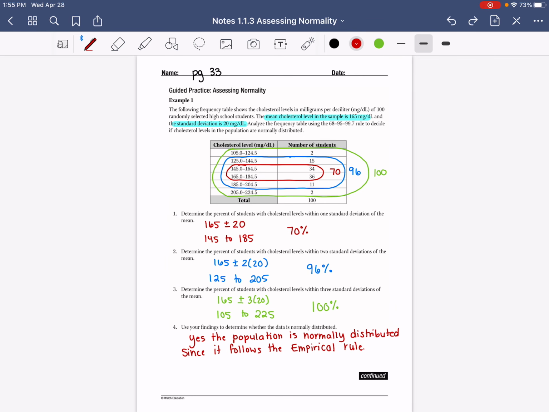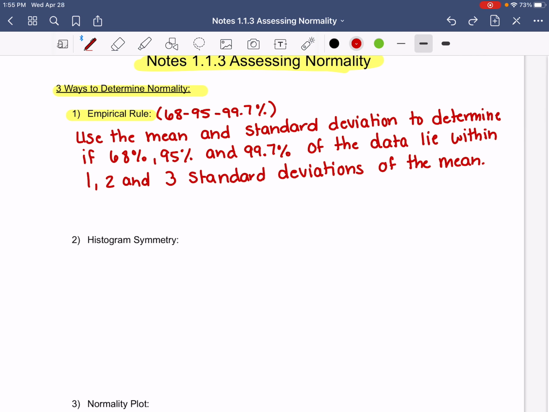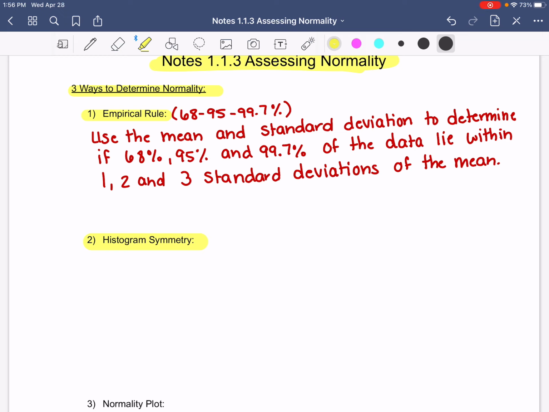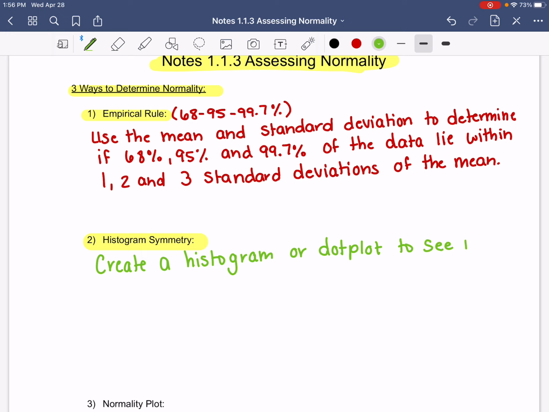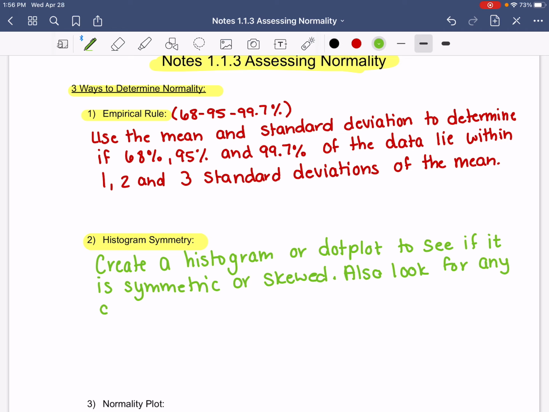All right, let's go look at another way we can decide if data is normally distributed, and that would be looking at it graphically. It says histogram symmetry. It could technically be a dot plot too. It could be a histogram or a dot plot. Either way would work. You're just going to create a histogram or dot plot to see if it looks symmetric or skewed. Also look for outliers above or below the mean.